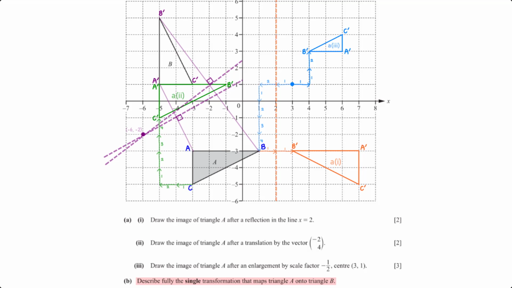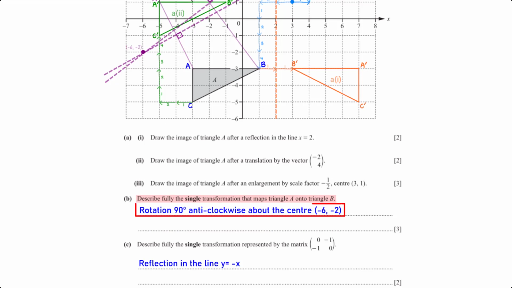For a 90-degree rotation, the way to determine the center of rotation is this. We draw a line to connect at least two corresponding points on both triangles A and B. Then we need to draw the perpendicular bisectors of these lines. The intersection point of the bisectors is the center of rotation. In this case, the point has coordinates -6, -2. And so the full description for this transformation will be rotation 90 degrees anti-clockwise about the center -6, -2.